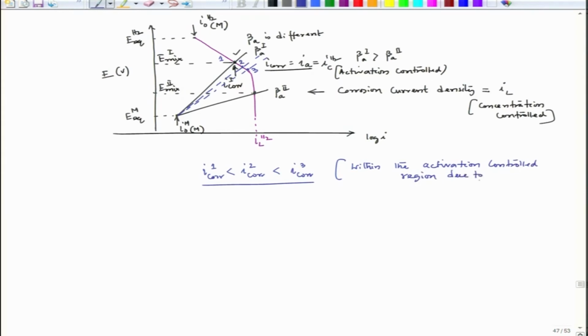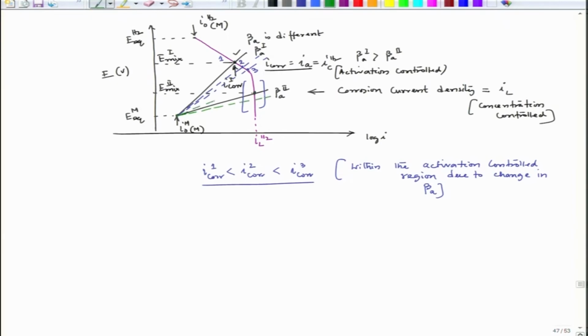due to change in beta A. However, if beta A is changed within this segment, if we change beta A, let us say beta is changed like this.